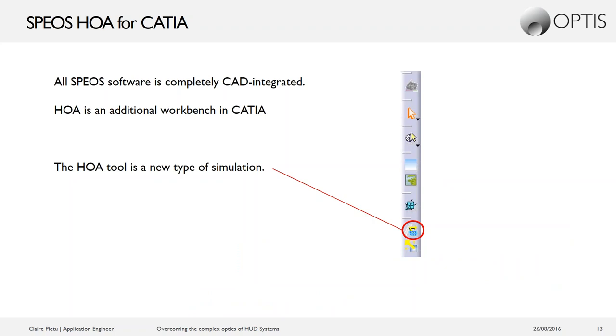For those of you who are already familiar with SPEOS, you'll know that every SPEOS tool is fully integrated with CATIA. So you recognize here the ambient source, which is used to recreate an environment, the display source, which can be used to generate your PGU if you want to get an actual image. And below that, you have the radiance sensor, which is the sensor used when you want to simulate the human eye. And then the HOA tool is just an additional simulation tool, and I'll describe everything in this tool later.